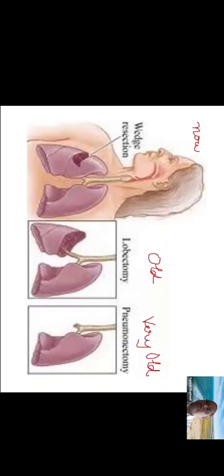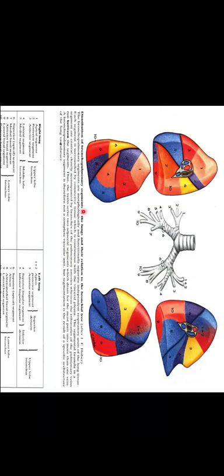Okay. Now I'm asking you if you have any questions, tell me. Any questions if you have, tell me. You don't have to know names of these bronchopulmonary segments. That is not concerning you.